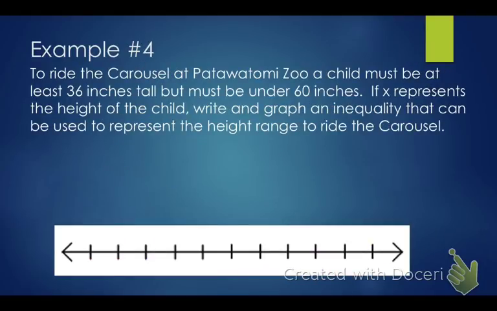All right. To ride the carousel at Potawatomi Zoo, a child must be at least 36 inches tall, but must be under 60 inches. If X represents the height of the child, write and graph an inequality that can be used to represent the height range to ride the carousel. So it's between 36 and 60, right? You got to be at least 36, but under 60. So can you be 60? No, you can't.